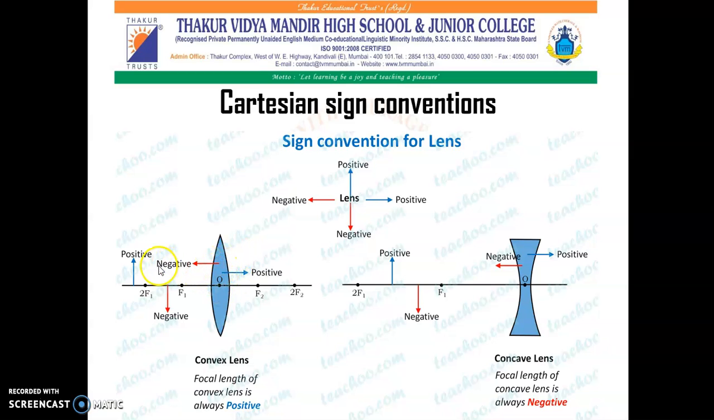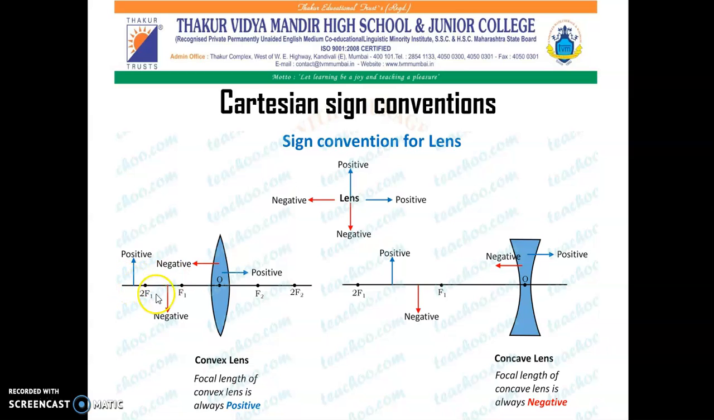The distance measured to the right of the optical center is always taken as positive, while those measured towards the left of the optical center are taken as negative. It is indicated over here with the help of the blue arrow and the red arrow. On the right hand side, it will always be positive. On the left hand side, it will be negative.